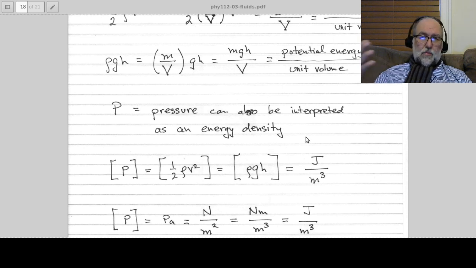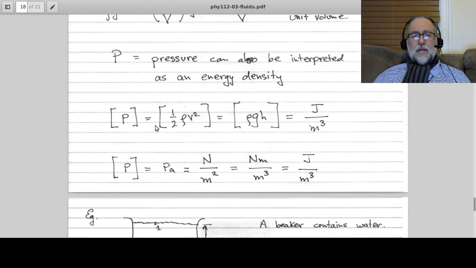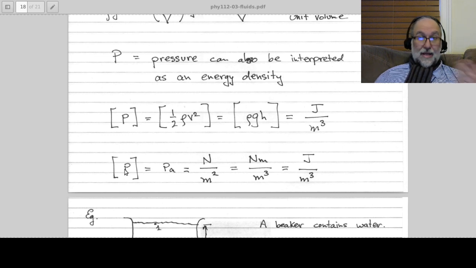Now, previously, when I first defined pressure, I said pressure was the amount of force per unit area. And that's definitely a correct way to think about pressure. But there's another way to think about pressure, and it is as an energy density. And you say, how is it an energy density? Well, all three of these quantities have to have the same units, joules per meter cubed in MKS. And so does pressure really have the units of joules per meter cubed? The answer is yes. If you take pressure, the MKS units for pressure are pascals.